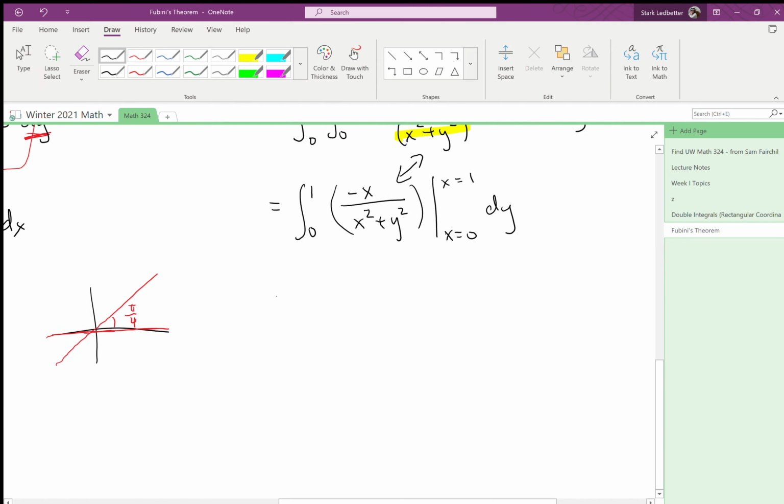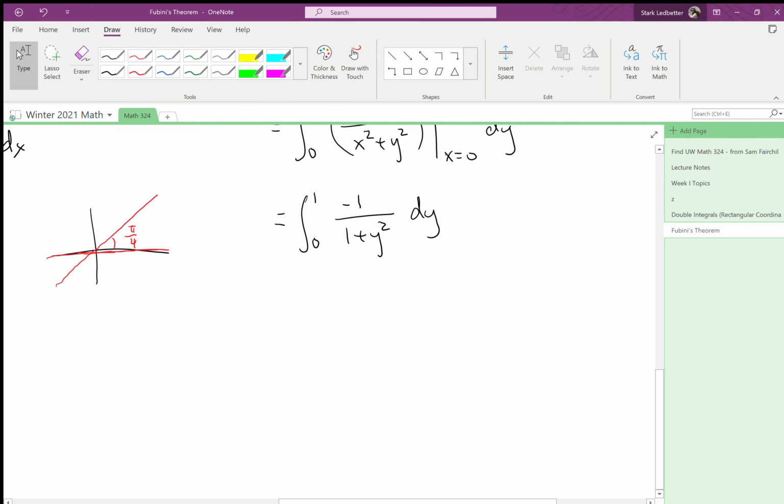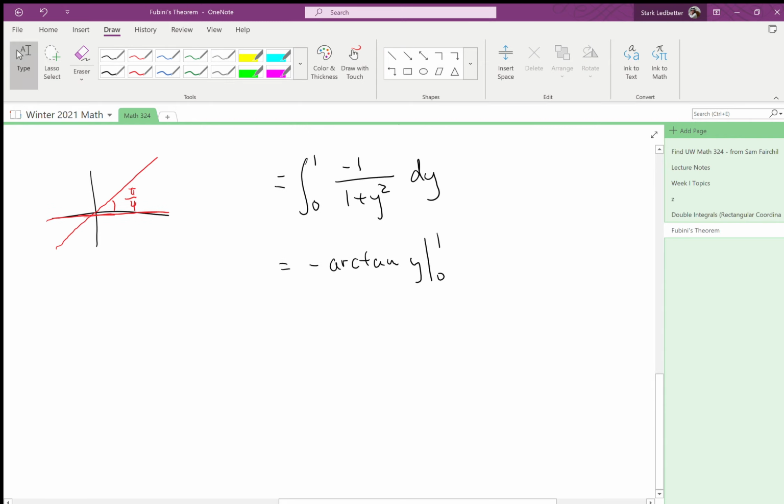Again, would not expect you to come up with this. All right, integral from 0 to 1. We're going to plug in 1, which is negative 1 over 1 plus y squared. Plug in 0, we get 0. That's now integrating with respect to y. So, oh, this is weird. Now we get negative arctan of y going from 0 to 1. So we get the opposite result from before. We get negative pi over 4.